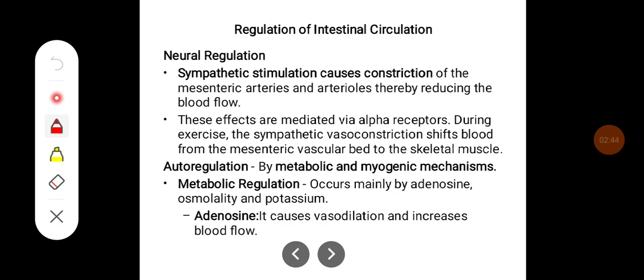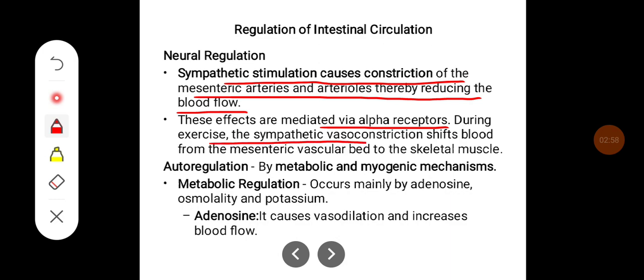Regulation of intestinal circulation. Neural regulation. Sympathetic stimulation causes constriction of the mesenteric arteries and arterioles, thereby reducing blood flow. These effects are mediated via alpha receptors. During exercise, the sympathetic vasoconstriction shifts blood from mesenteric vascular bed to the skeletal muscle.